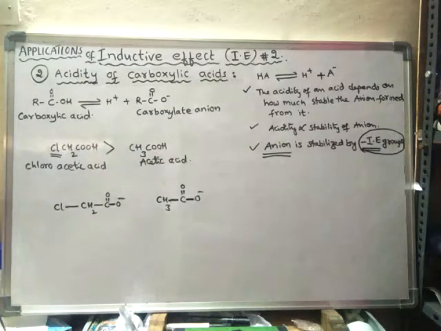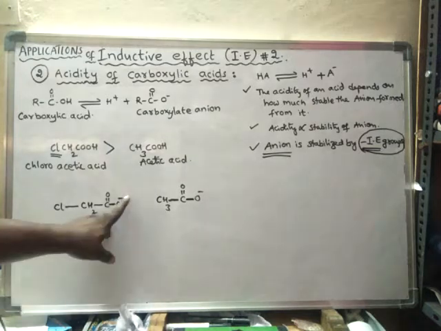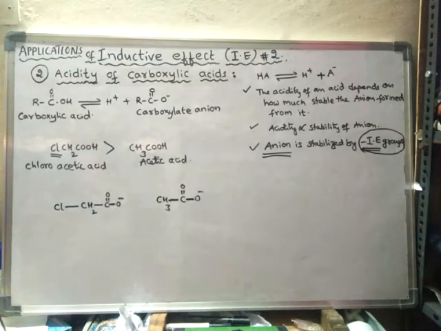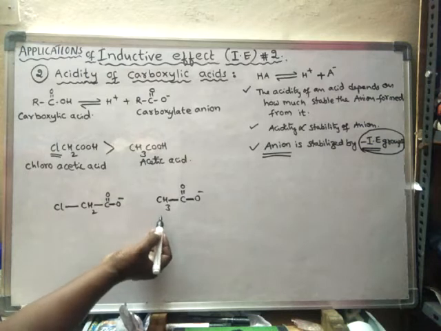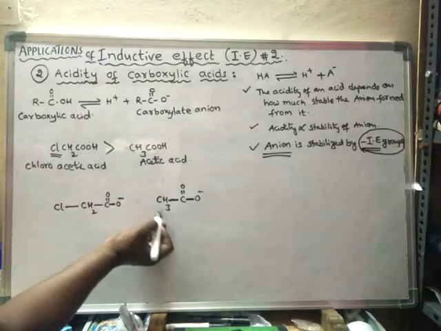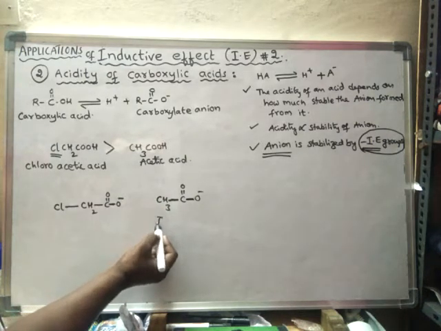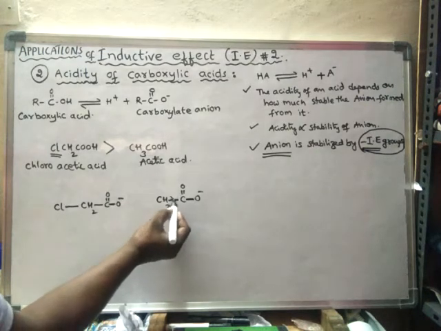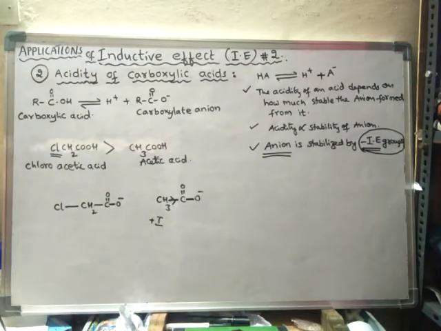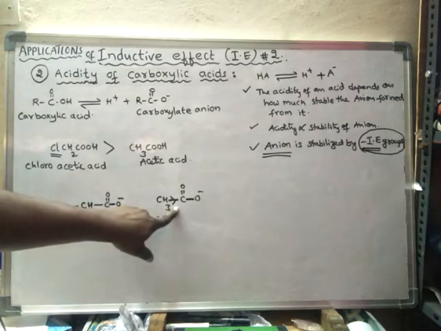Generally charged species are less stable. So the stability of the charged species, or else the stability of the ion, can be increased when the charge is decreased on this oxygen. See, look here. If you see this acetate ion, this methyl group is a plus I group. Plus I group always will push the electrons, or else it always donates the electrons.